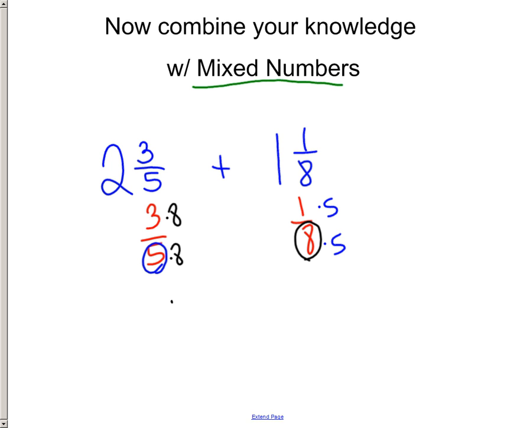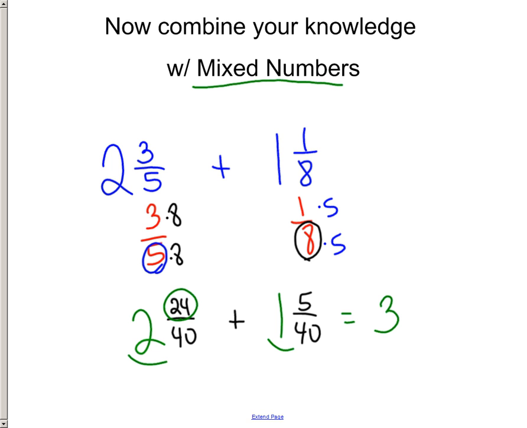And let's see what we get. We get 24 over 40, and we get 5 over 40. We've got the plus sign there. Just don't forget your whole numbers. So 2 plus 1 is 3, and 24 plus the 5 is 29. And because we had common denominators, we just let it sit at 40. And I can't simplify this answer, so there's your final answer.